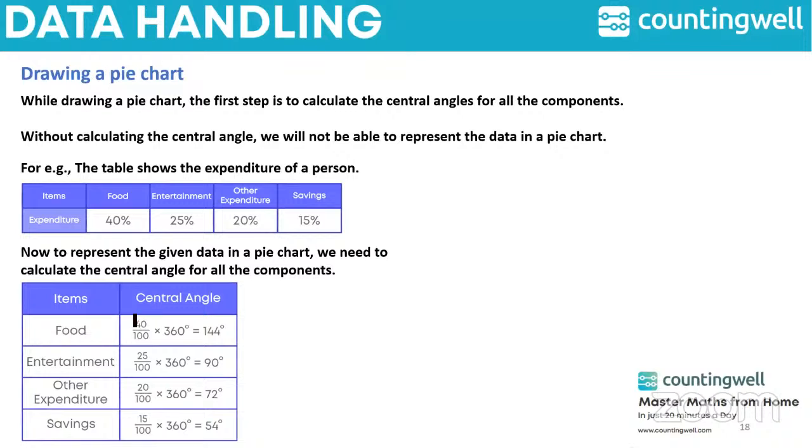While drawing a pie chart, the first step, as I told you, is to calculate the central angles for all the components. Without calculating the central angle, it is not possible at all to represent the data in a pie chart. Because in a pie chart, we are representing the data in a circle, and a circle can be made only using a 360-degree angle from the central point.